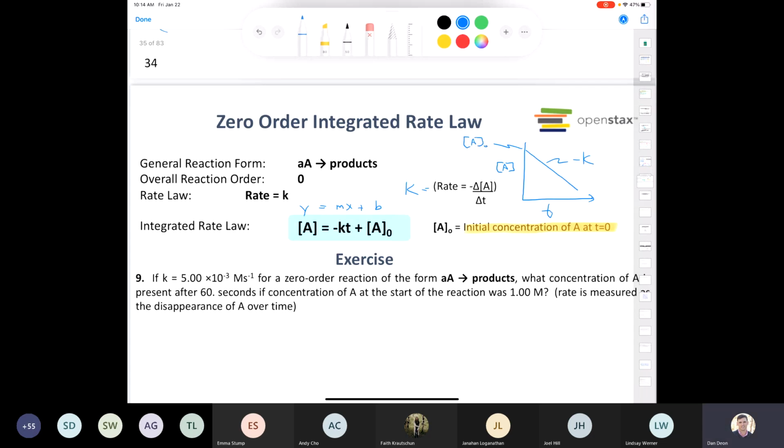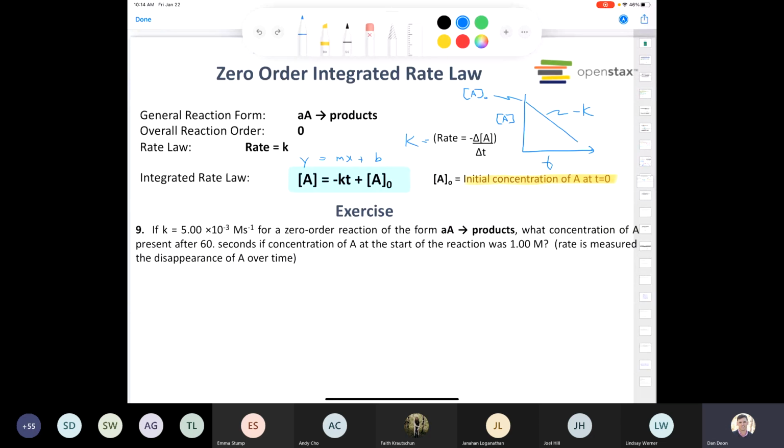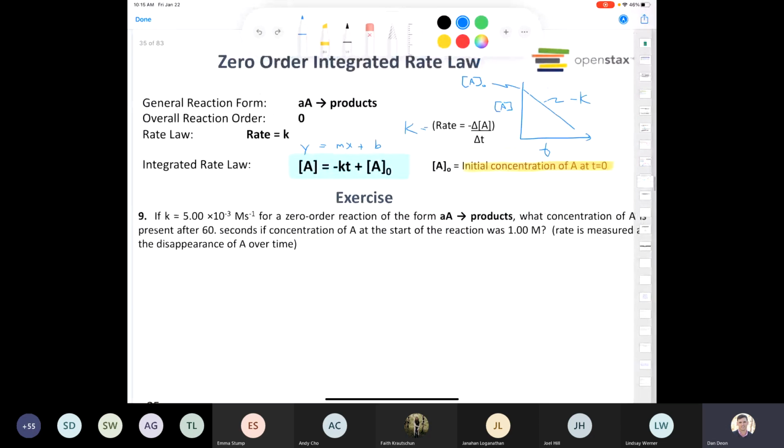Kind of cool, huh? So again, I'm not going to ask you to produce this equation, but you'll have to be able to recognize it. Okay, you'll have to be able to recognize it. All right, anyhow, so there's the integrated rate law for a zero order reaction. With that in mind, let's give it the old college try.